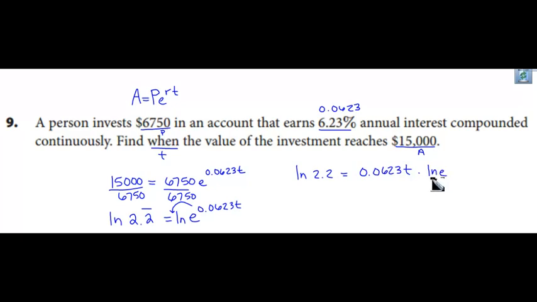Now don't forget, if ln e shows up in your problem, we know the answer to this. Ln e is equal to 1. 1 times this will just remain the same, 0.0623t. So now all I have to do to solve this is to divide both sides by this decimal.